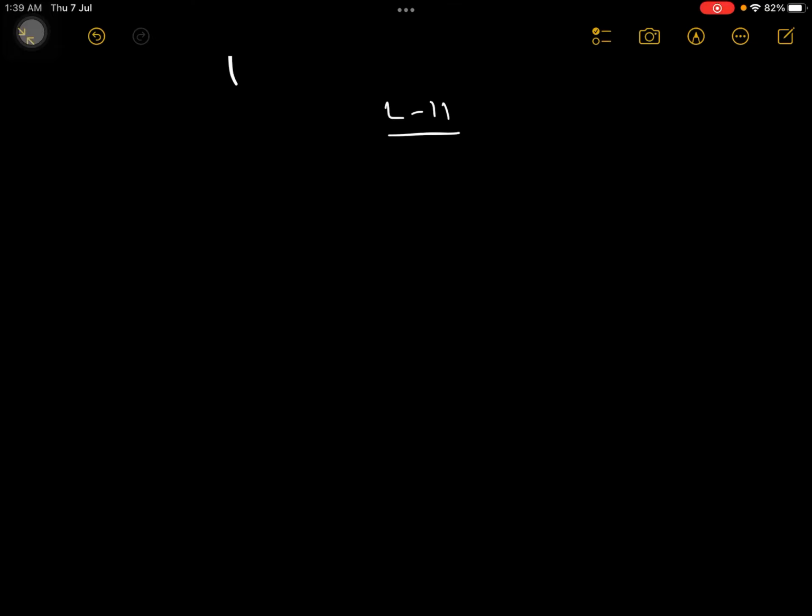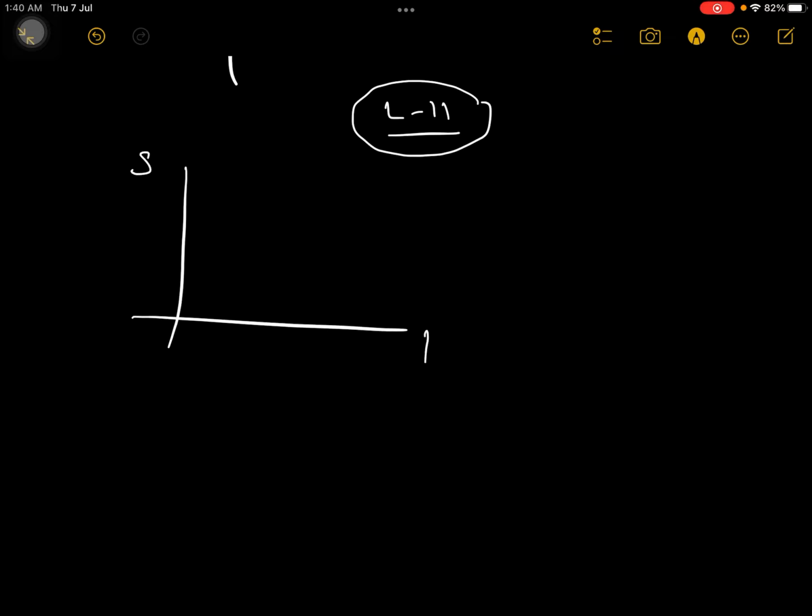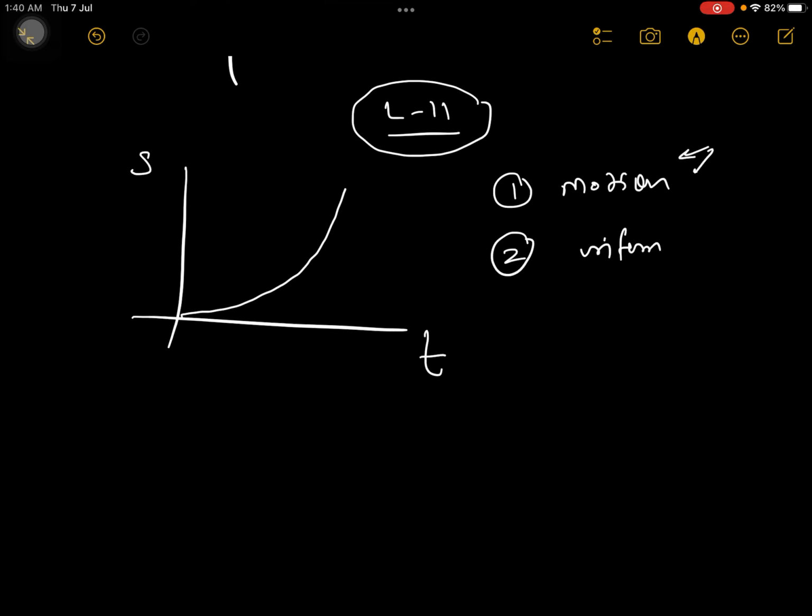So let's start lecture 11, and in lecture 11 I am going to explain some very important graphs for distance-time. For example, if this is your distance axis and this is your time axis and your graph looks like this, then one thing is very sure, motion is there, right? As I said in the beginning, your first question should be motion is there or not. Next question, if motion is there, then it is uniform or non-uniform, right?